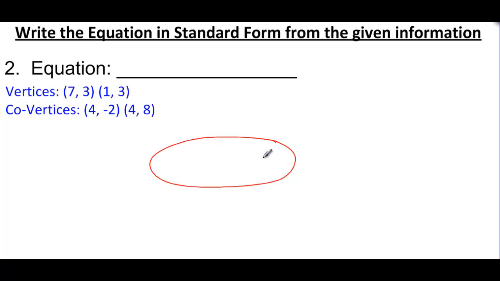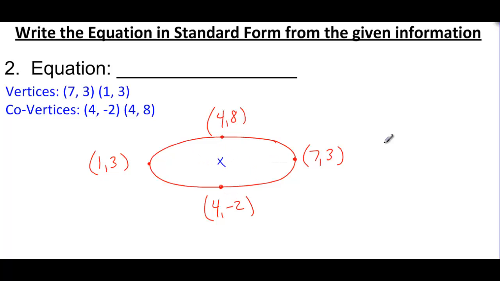And I know that I have 7, 3, and 1, 3, and I know 7 is further to the right, so I'm going to do 7, 3 on the right, 1, 3 on the left, which means my covertices are up and down. I can tell that 4, -2 is going to be lower than 4, 8. And again, I know I don't have it all plotted out where I can count, but I should be able to easily figure out where the center is.